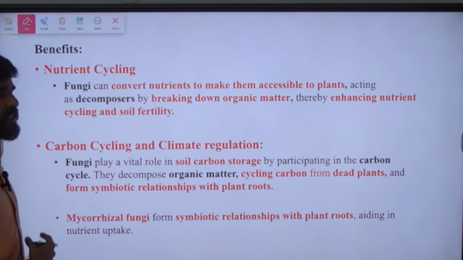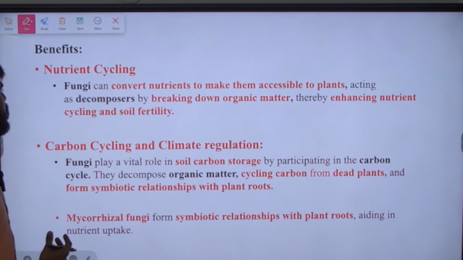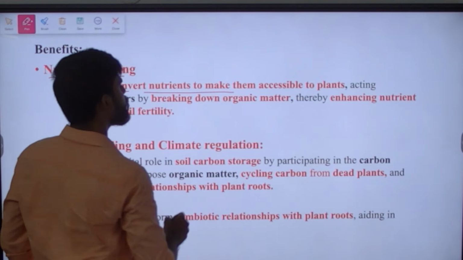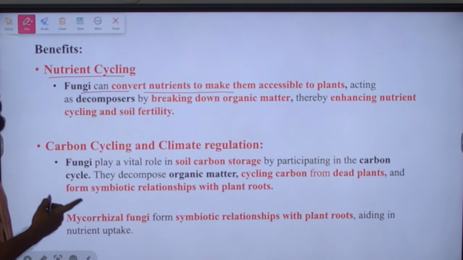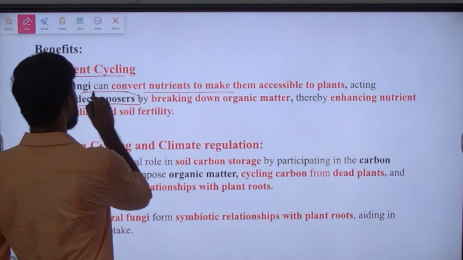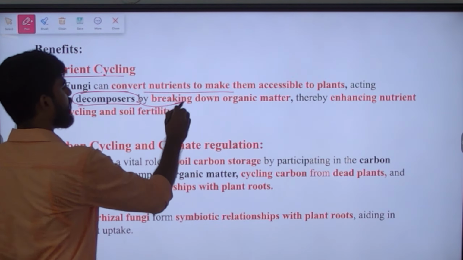Next, what are the benefits of fungi? Nutrient cycling. Fungi can convert nutrients to make them accessible to plants. Okay, so they are decomposers. Why they are decomposers?